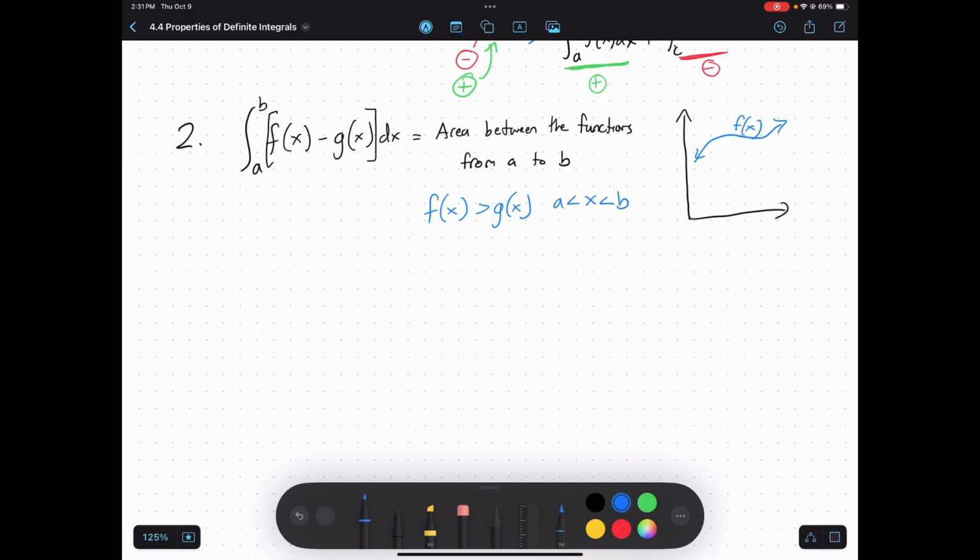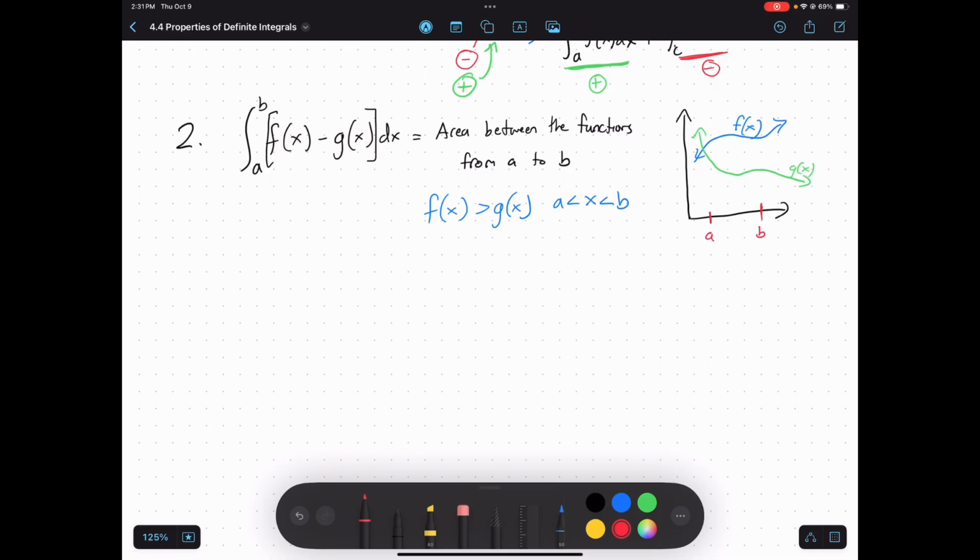If this is my bigger function f of x, and here's my lesser function g of x, notice I did draw some spots where g of x is bigger than f of x, but as long as f of x is bigger within the interval that we're talking about, a to b, then I can use this property.